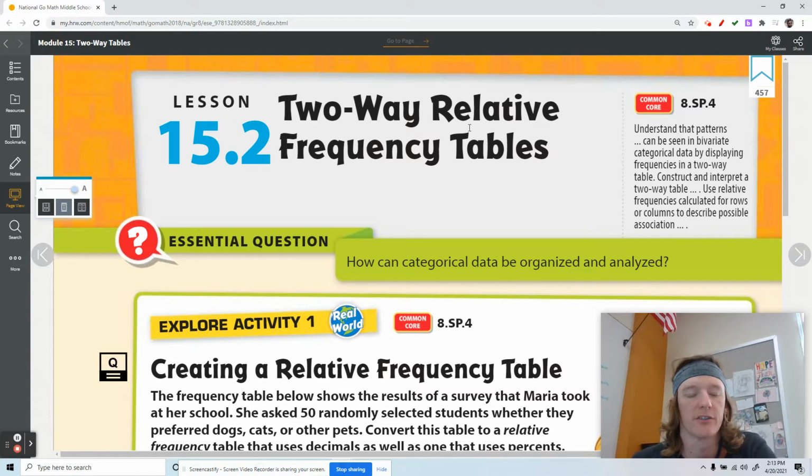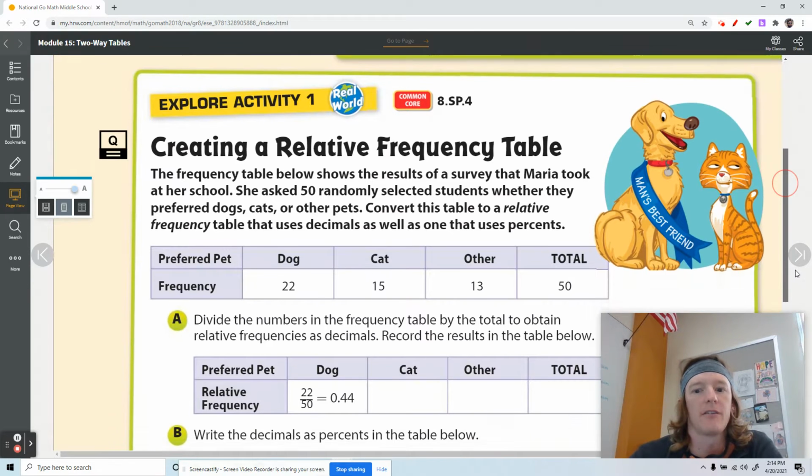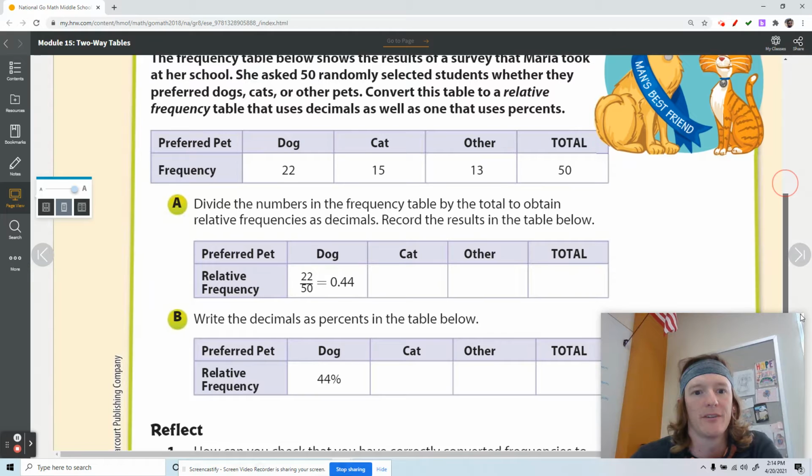Okay, this will be a video for section 15.2, 8th grade, two-way relative frequency tables. We're going to use these frequency tables we learned about in yesterday's or the last video lesson. And we're going to look at these and figure out percentages. We're going to figure out probabilities and chances.